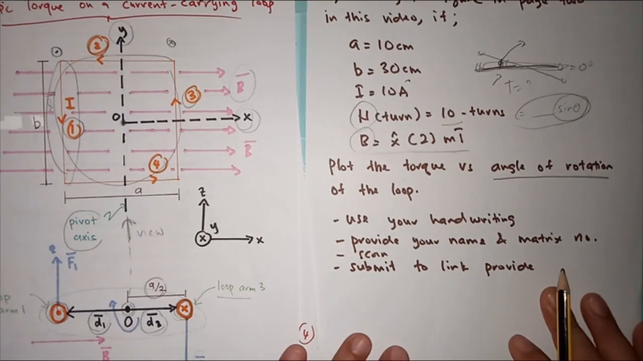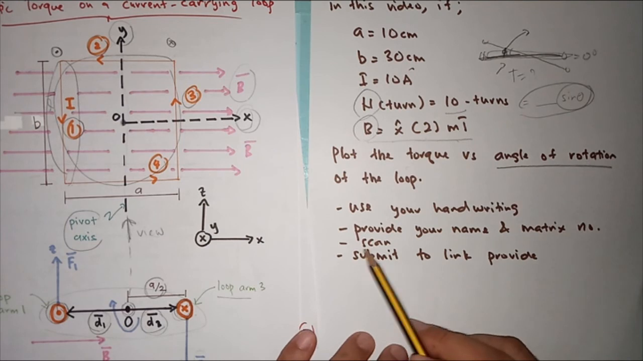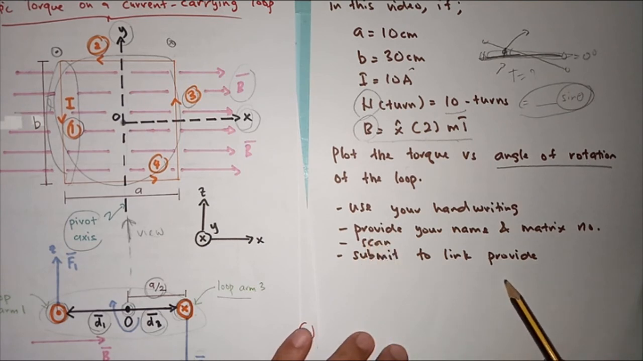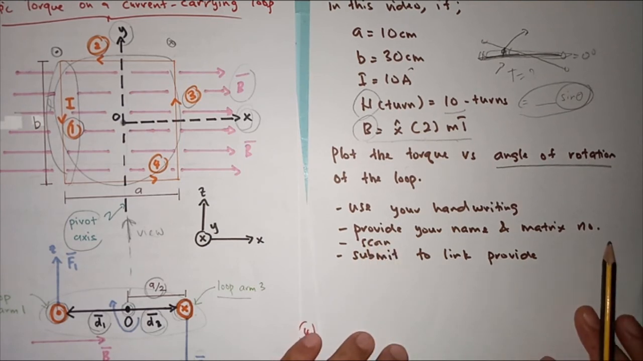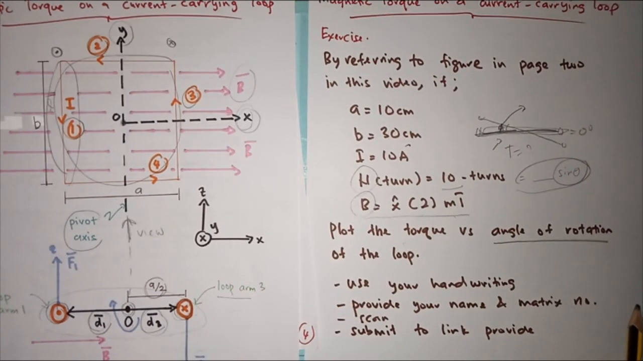As usual, please use your handwriting and provide your name and matrix number in your answer. Scan and submit it to the link that is provided. That's all. Should you have any question, please do not hesitate to submit it.